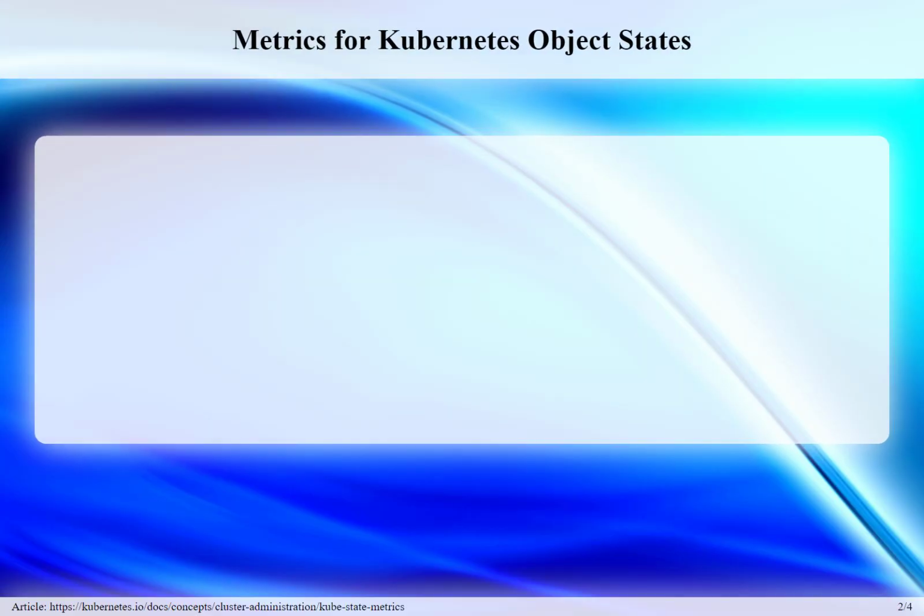Metrics for Kubernetes Object States. Kube State Metrics is an add-on agent that connects to the Kubernetes API server to gather and expose metrics about the state of various Kubernetes objects. It provides information like labels, annotations, and status of objects within the cluster via an HTTP endpoint.